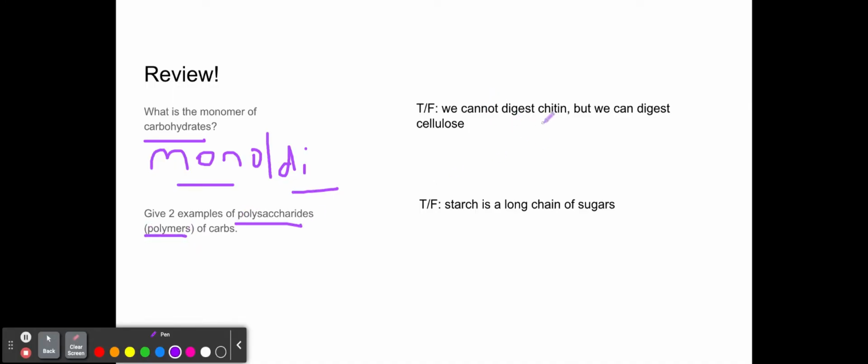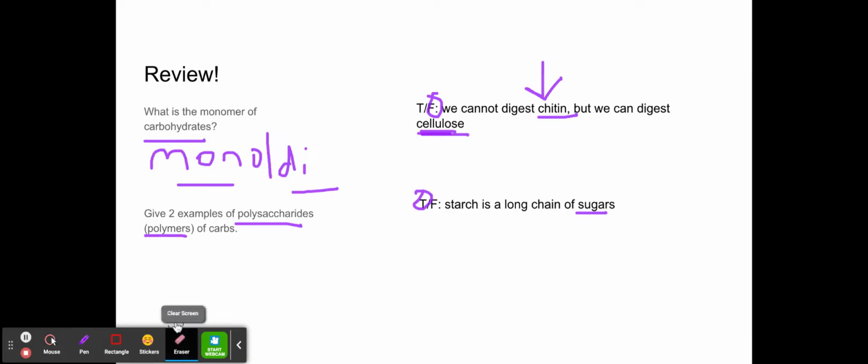And then true or false, we cannot digest chitin, but we can digest cellulose. This is actually false. It's the opposite. We cannot digest cellulose, but we can digest chitin. And then finally, true or false, starch is a long chain of sugars. This is absolutely true. That is basically the definition of a complex carbohydrate. So, okay, that's it for carbohydrates.